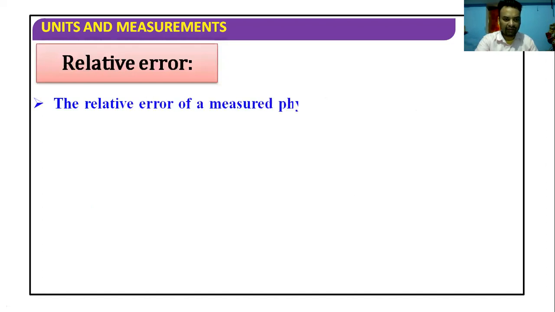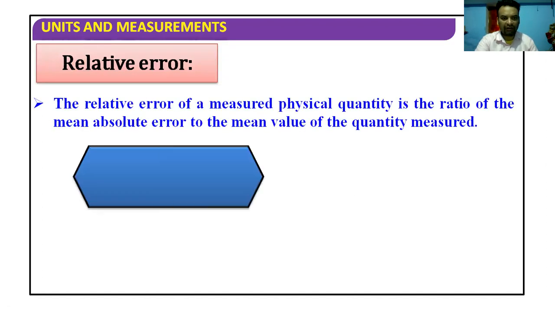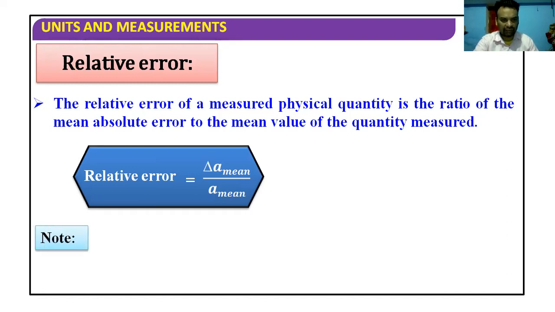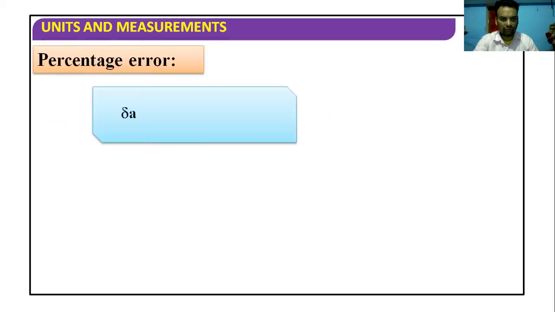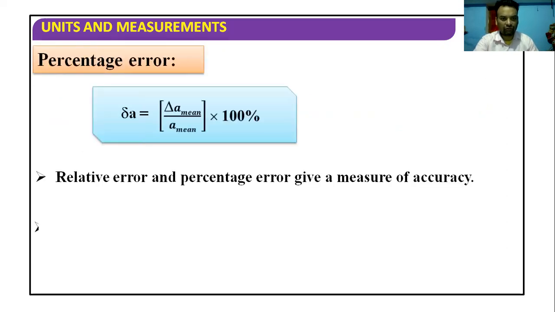Third is relative error. The relative error of a measured physical quantity is the ratio of mean absolute error to the mean value of the quantity measured. So relative error means we will take delta A mean divided by A mean. With the help of the example, we will go through the relative error. By the definition, it is quite hard to understand the concept. So I have numericals. Just go through the formula.